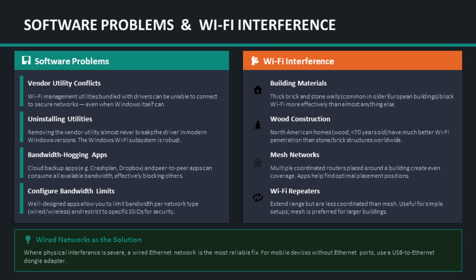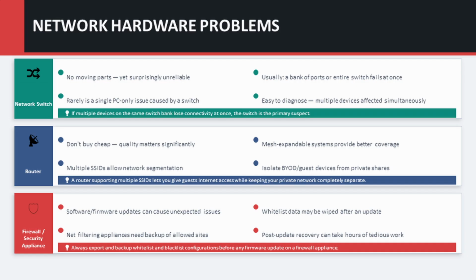This is superior to simple Wi-Fi repeaters, which extend range but lack the coordination of a dedicated mesh system. Where wireless is not viable at all, wired Ethernet remains the gold standard. For mobile devices without built-in Ethernet ports, a USB to Ethernet dongle solves the problem immediately. Even without involving PCs or software, the hardware infrastructure of the network itself can be a source of problems.